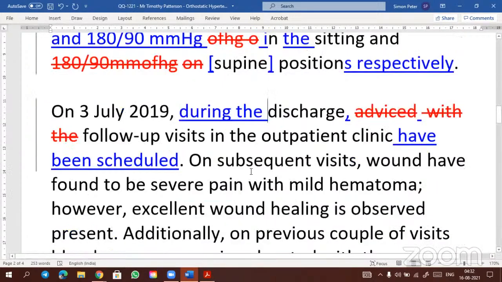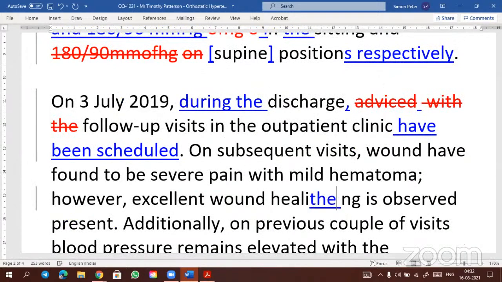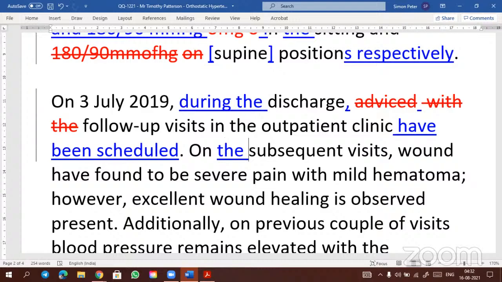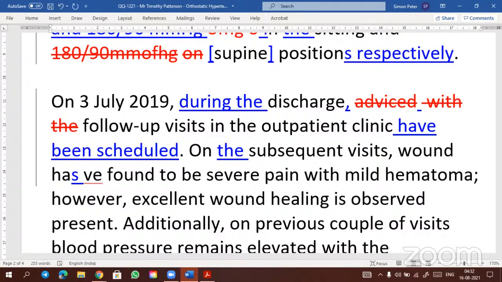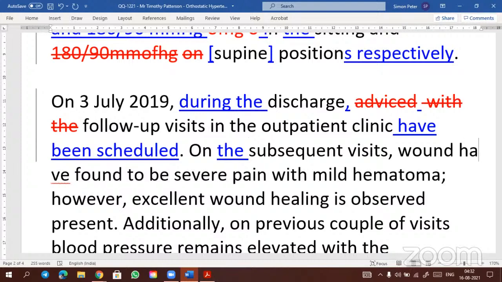On the subsequent visits, wound have found to be severe pain. What do you mean by wound have found? Wound found what? Is wound somebody? I have found something. Even if that is the case, it should be wound has found, because singular. But that is also not suitable.